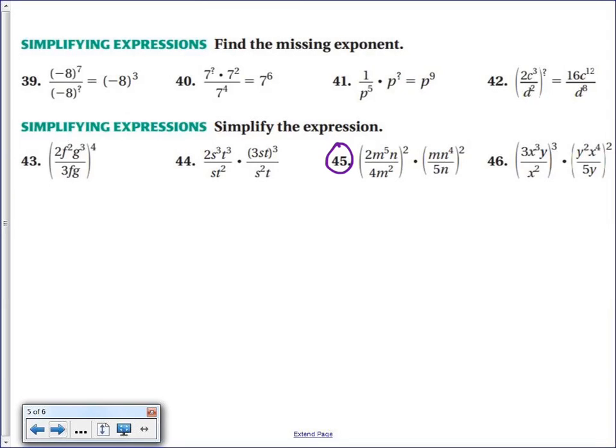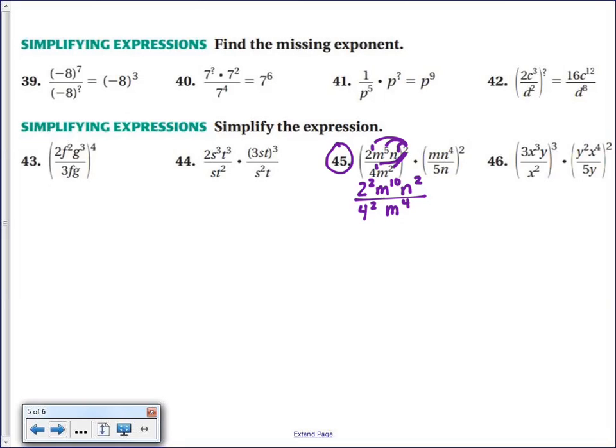Again, I see that I have an exponent raised to another exponent, or a power raised to a power. So I know I need to distribute the 2 to the 5 and the 2 to the 2. But I also need to put an invisible 1 exponent here on 2, on n, and on the 4 because I need to distribute it to everything. Okay? So I'm going to have 2 squared m to the 10th n to the 2nd power all over 4 squared m to the 4th.